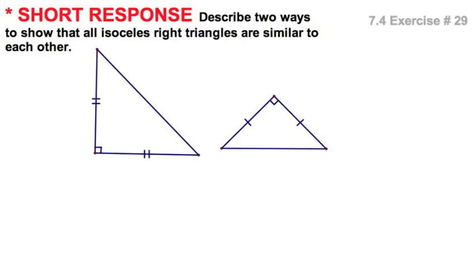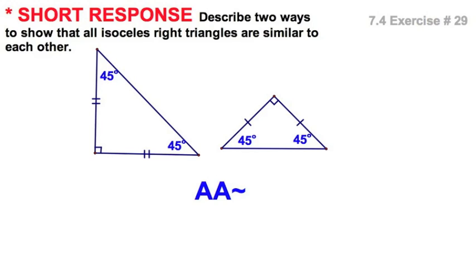Well, I've got 2 isosceles right triangles here, and let's show that they're similar. Well, the easiest way is going by their other name. They're called 45, 45, 90 triangles. And we know that because, again, the base angles of an isosceles triangle are congruent, and they have to add up to 90, so they must be 45 each. Therefore, the triangles are similar by the angle-angle similarity postulate.